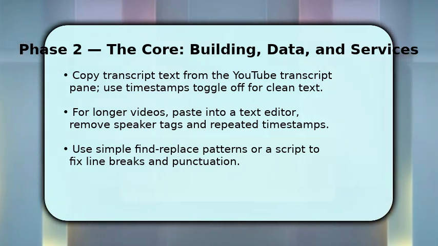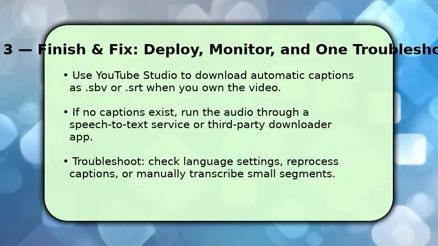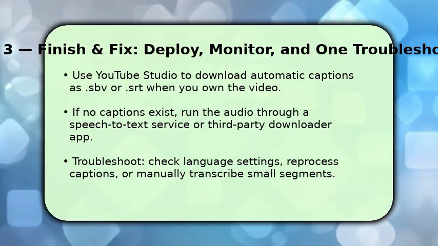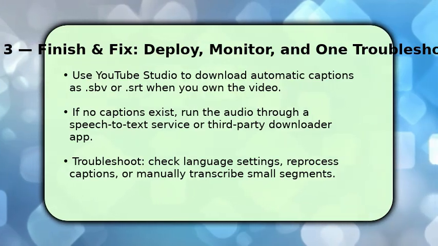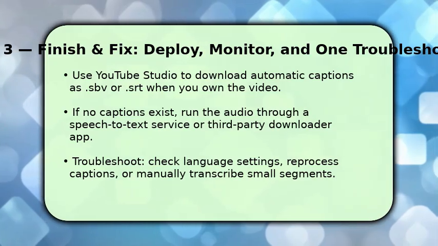To finalize, download captions from YouTube Studio as SBV or SRT when you control the channel. This preserves timing for uploads. If automatic captions aren't available, export the video audio and run it through a reliable speech-to-text service or use a third-party downloader that extracts auto-captions.